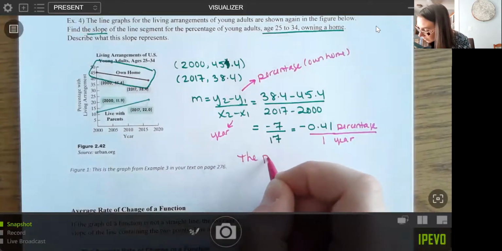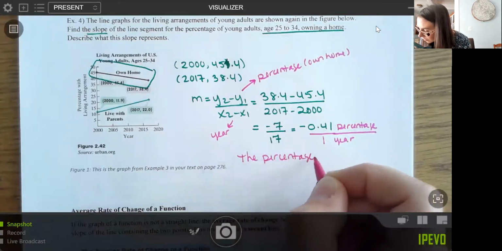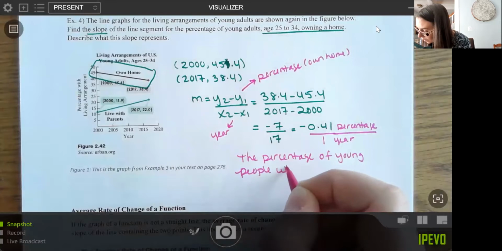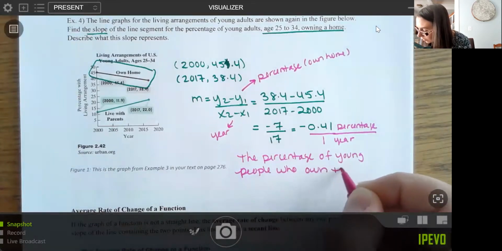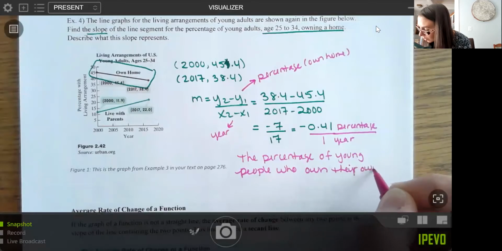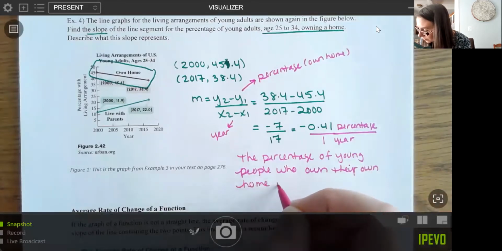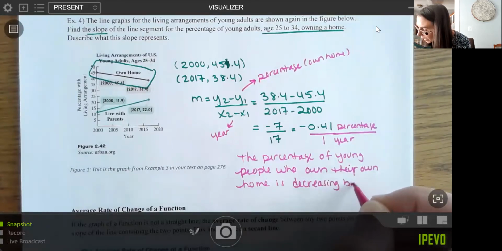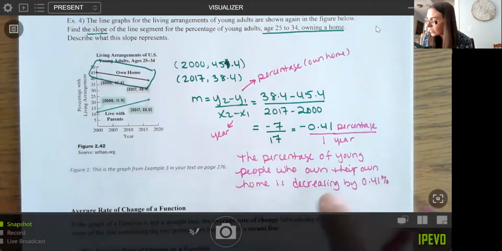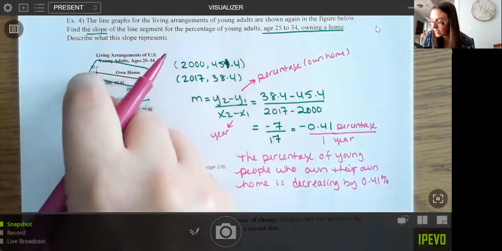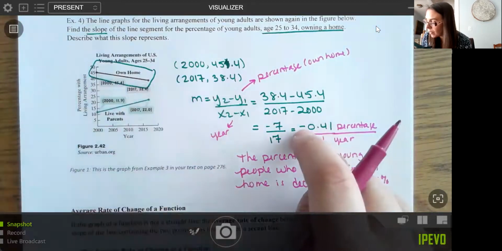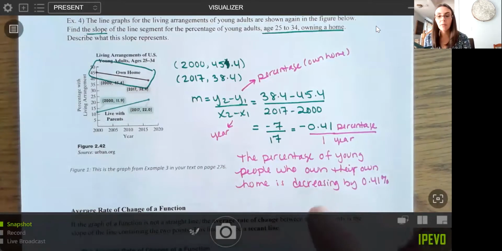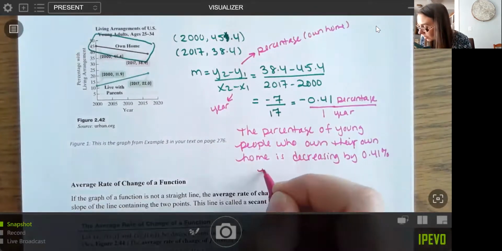So the percentage of young people who own their own home is decreasing by 0.41%. And I said decreasing because it's negative, right? That value, well, you see that line is going down. So a negative slope, remember, refers to decreasing. So the percentage of young people who own their home is decreasing by 0.41% per year.